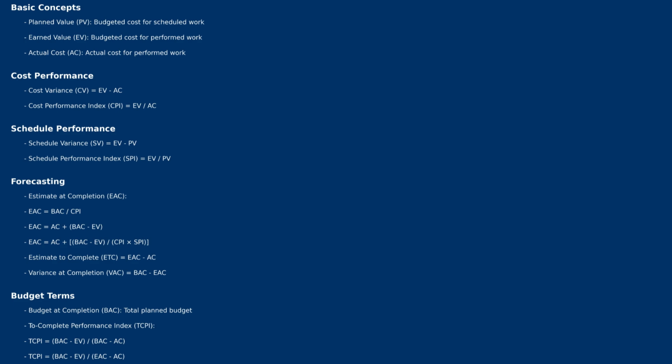Our actual cost is $800. This means we have actually spent $800 till date. BAC is $5,000. Budget at completion shows as $5,000. What does it mean? This is our project budget. Our project budget is $5,000. Cost variance shows a negative of minus $200. This means we are over budget by $200.